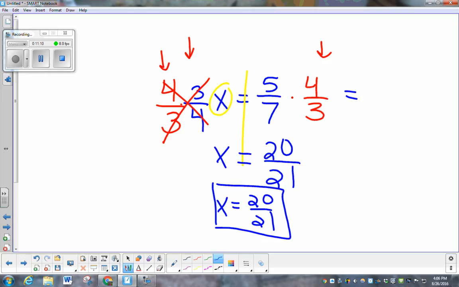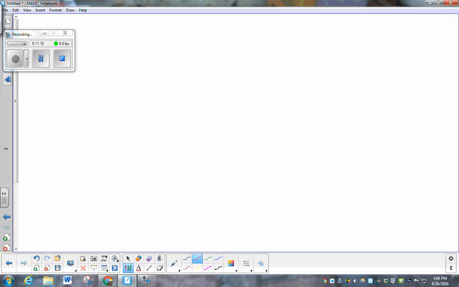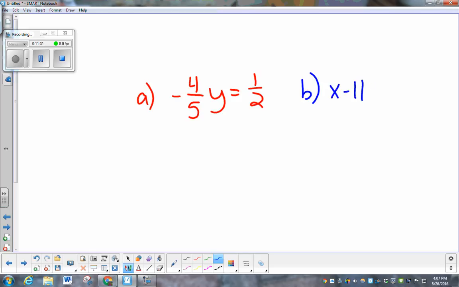All right, I'm going to give you guys 3 examples that I'd like you to try for homework on this next page, A, B, and C. A is -4/5 y equals 1/2. B is x minus 11 equals 100. And C is y over 4 equals -11. So go ahead and pause the video, try those 3, and then I'm going to talk about combining like terms.